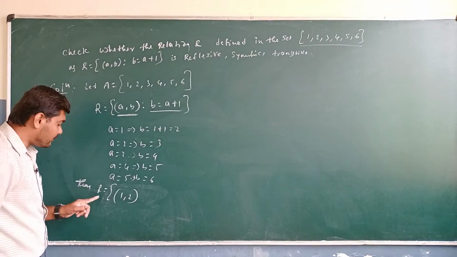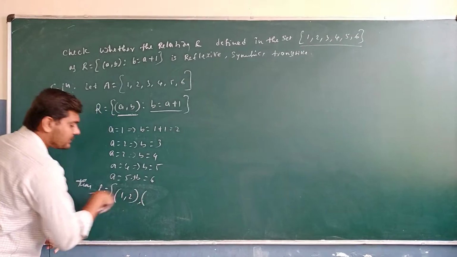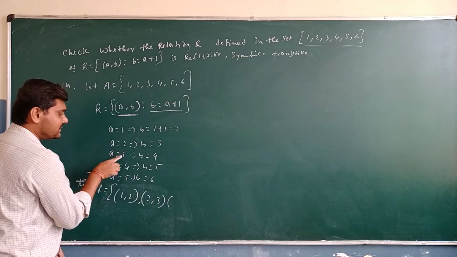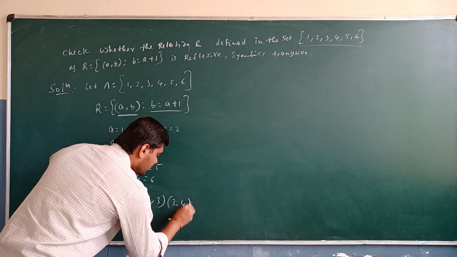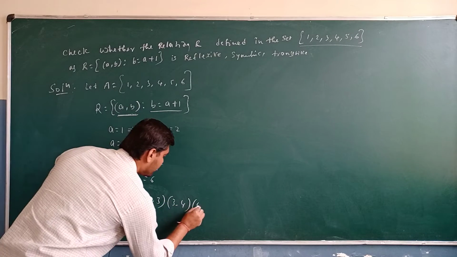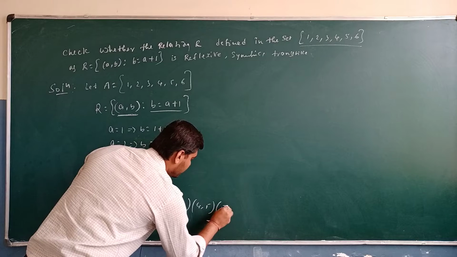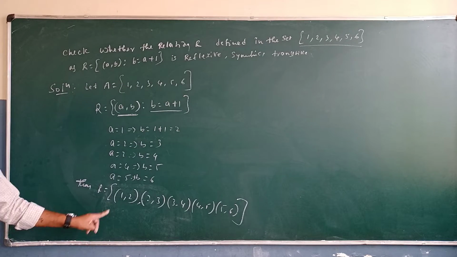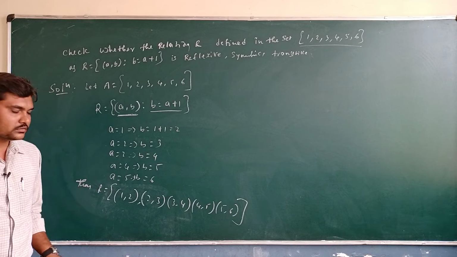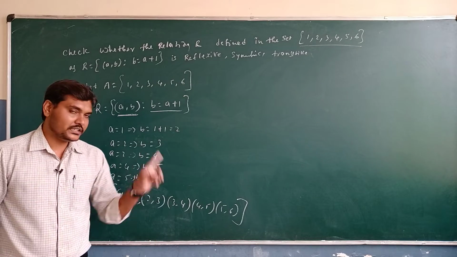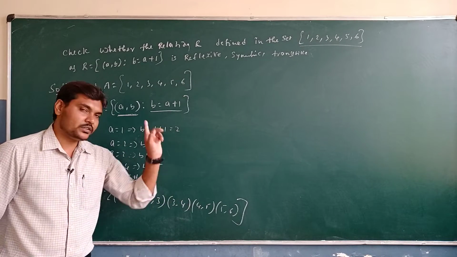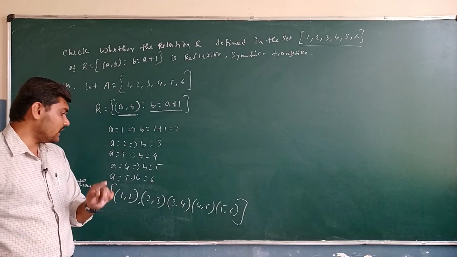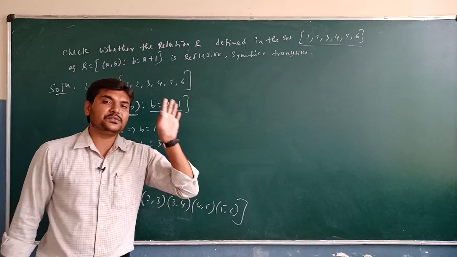That's the first element of relation R. The second element of relation R is going to be 2 comma 3, and the third element is going to be 3 comma 4, and 4 comma 5 and 5 comma 6. These are the elements which are present in the relation R. That is, 1 comma 2 the first ordered pair, 2 comma 3 the second ordered pair, 3 comma 4 is the third ordered pair, 4 comma 5 is the fourth ordered pair, 5 comma 6 is the fifth ordered pair.